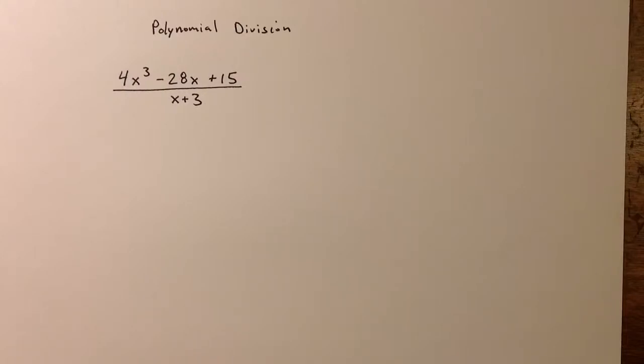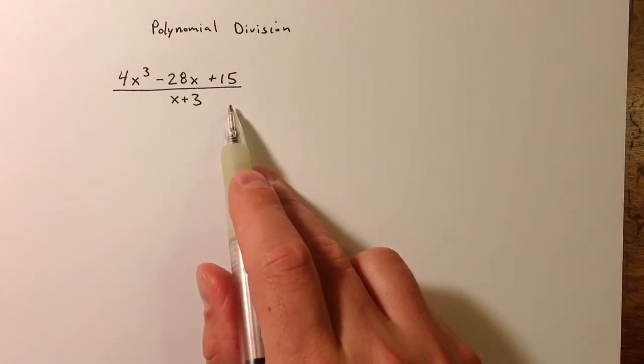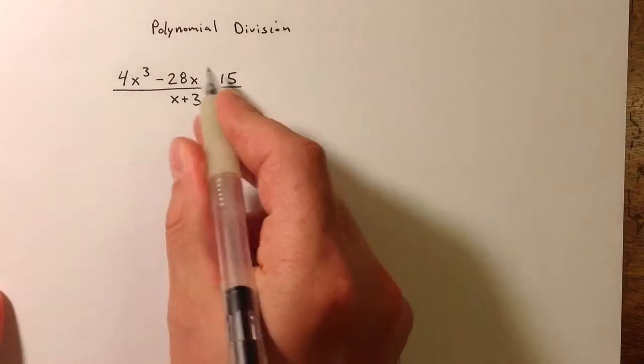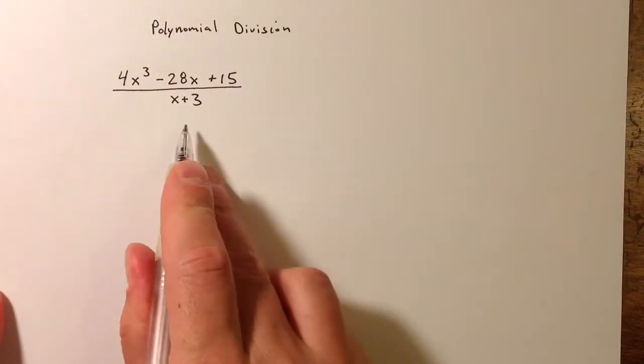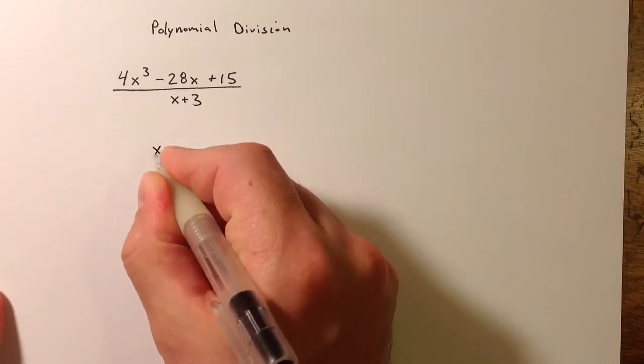Let's take a look at the process of applying polynomial division to the rational expression 4x cubed minus 28x plus 15 over x plus 3. So I'd like to divide the polynomial in the numerator by x plus 3. One technique that we can use is long division.